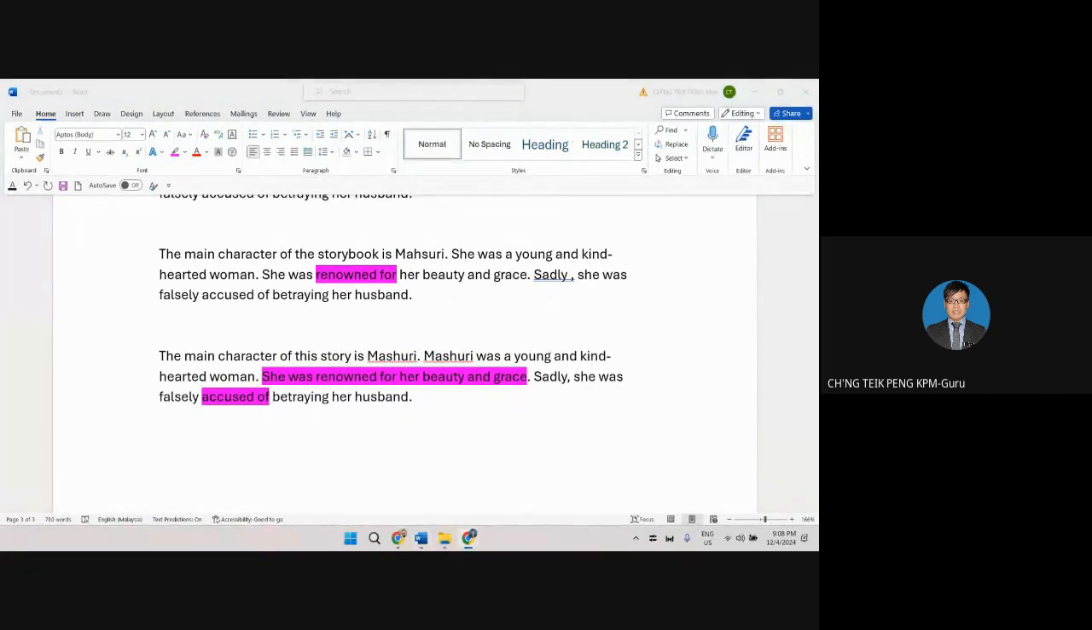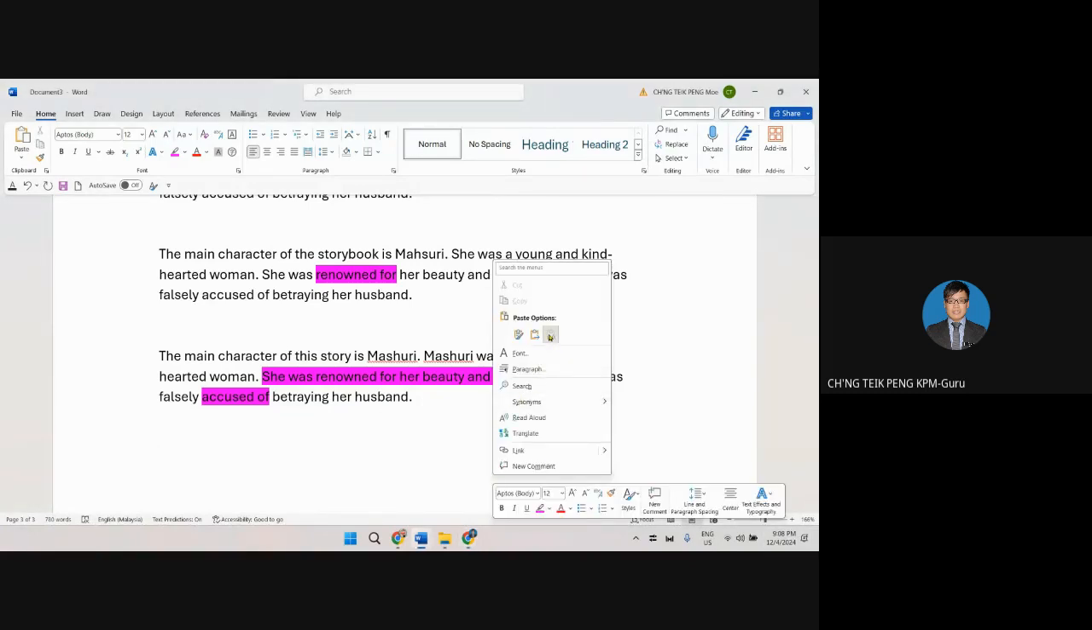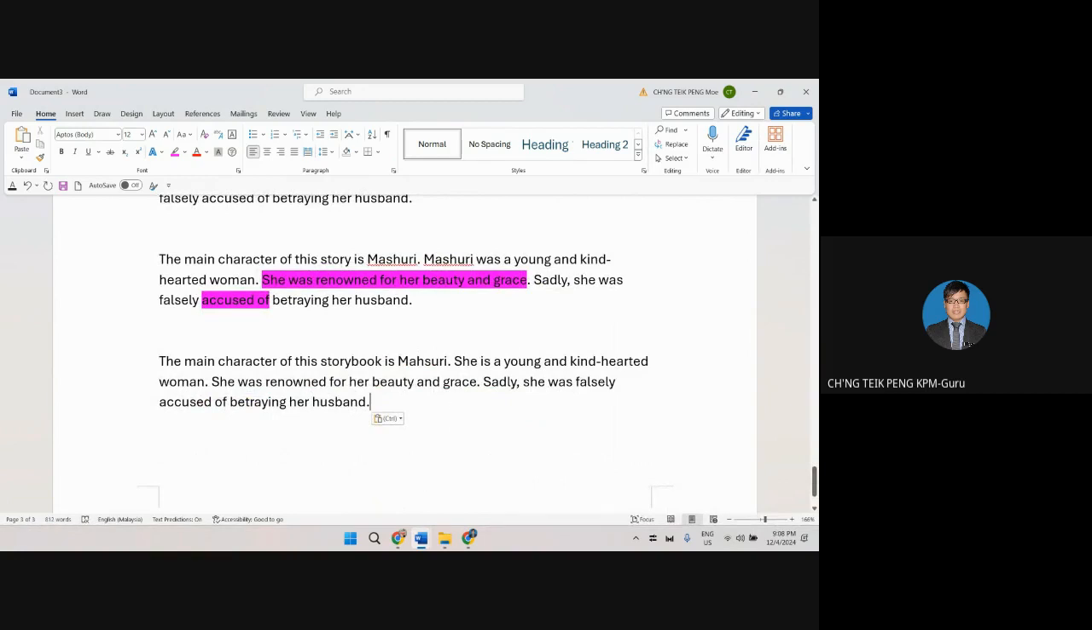Okay, now let's read Dan Heng's answer. Okay, so the main character of this storybook is Masuri, and then she was a young and kind-hearted woman. She was falsely accused. Okay, everything is good. Okay, Dan Heng, everything is good. It's just that you have to change your tense from present tense to past tense. And then I'm now reading Zhang Yi's answer.